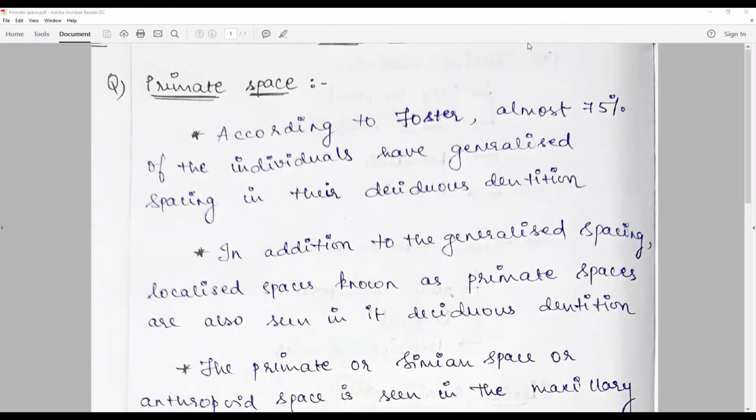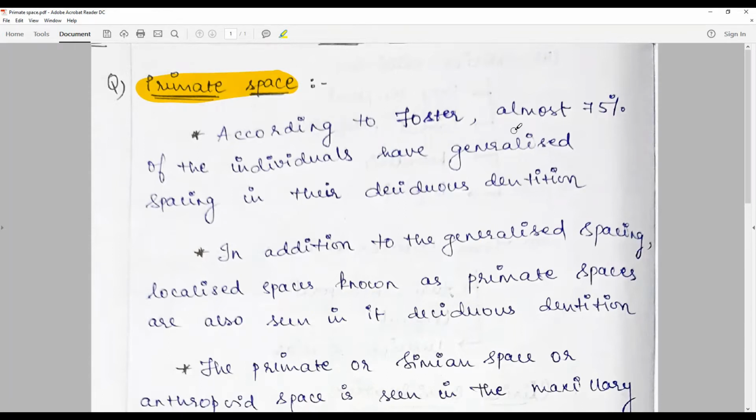The question that we are going to discuss is the primate space. Space in the deciduous dentition that is utilized by the mesial movement of the molars, to make sure that the occlusion is normal.